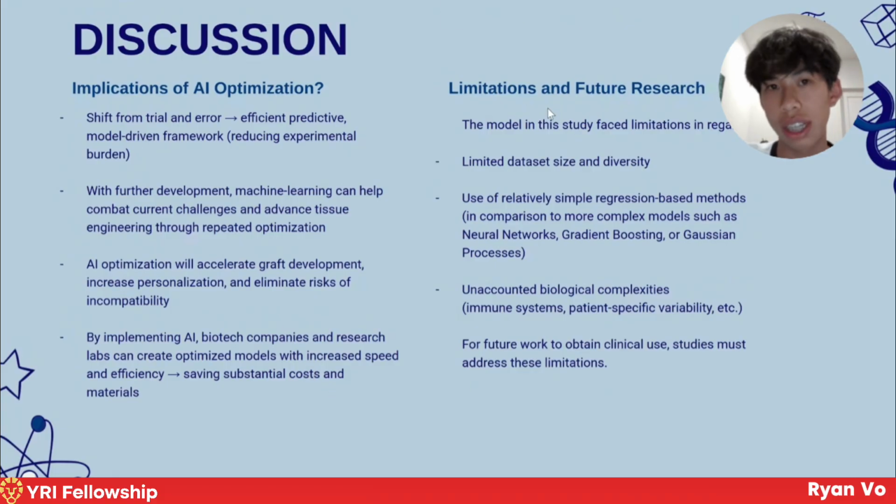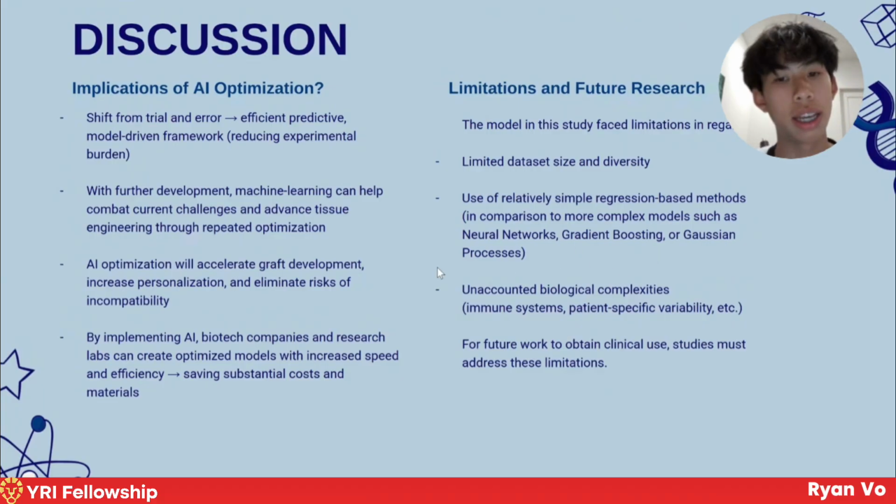So limitations and future research for the study: there was a limited data set size and diversity, as there were only so many patient examples, mostly from leprosy wounds. There was the use of relatively simple regression-based methods. This was used because there's limited computational power, and more complex models like neural networks, gradient boosting, and Gaussian processes were not feasible for the size.